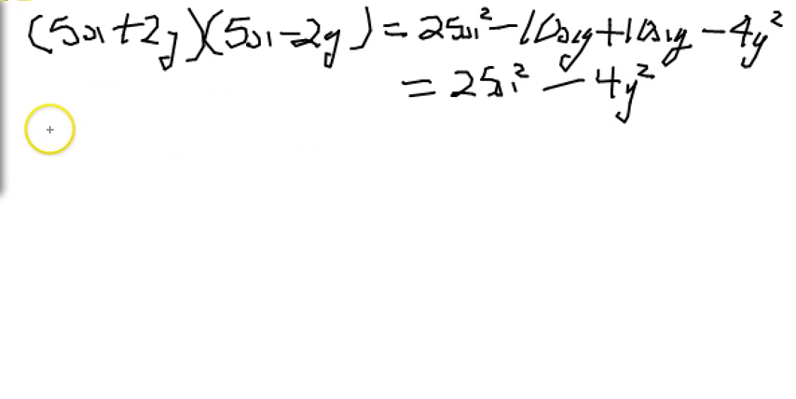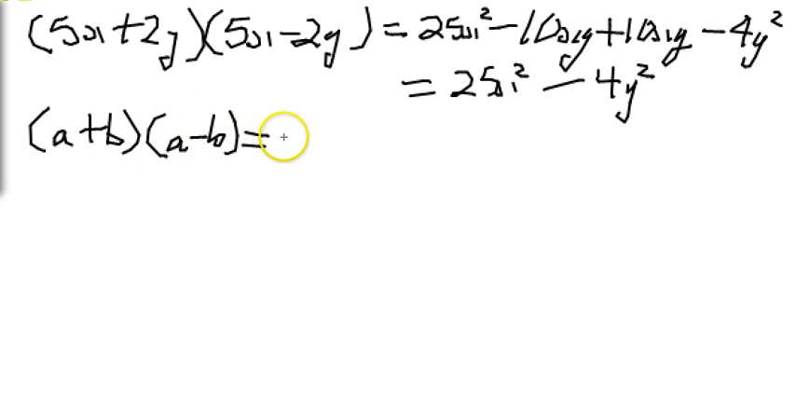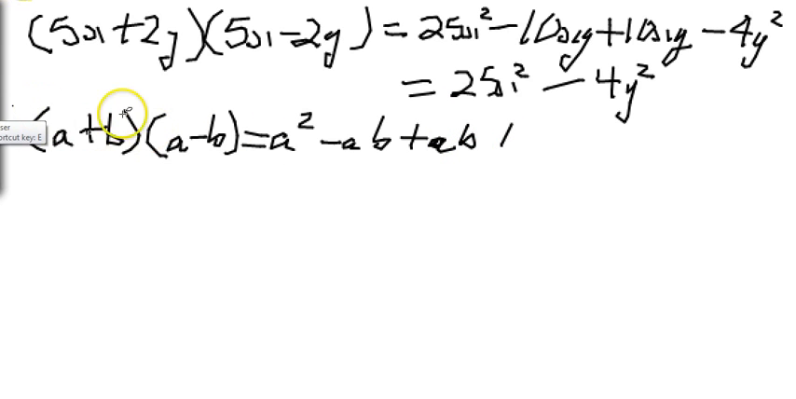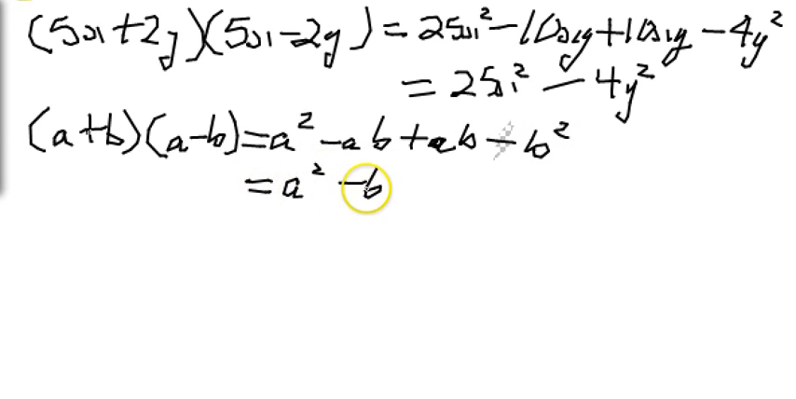Let's take a look at a sort of easier and more general one. A plus b times a minus b. Okay, four products. A squared minus ab plus ab, minus b squared, which collects to a squared minus b squared.